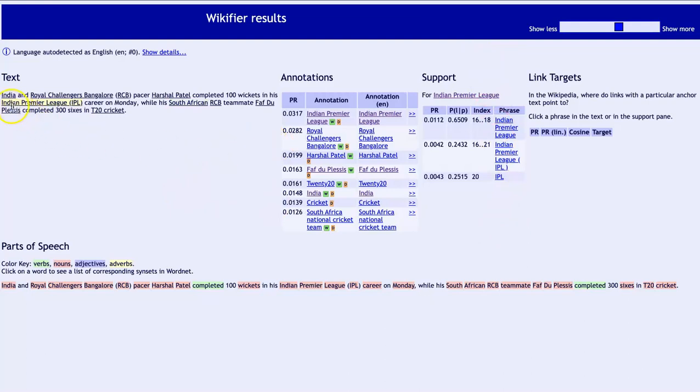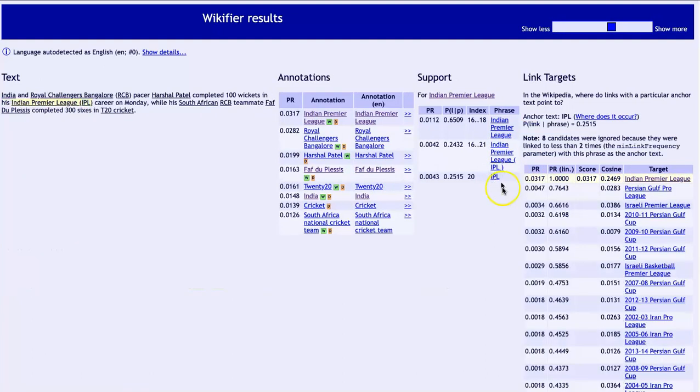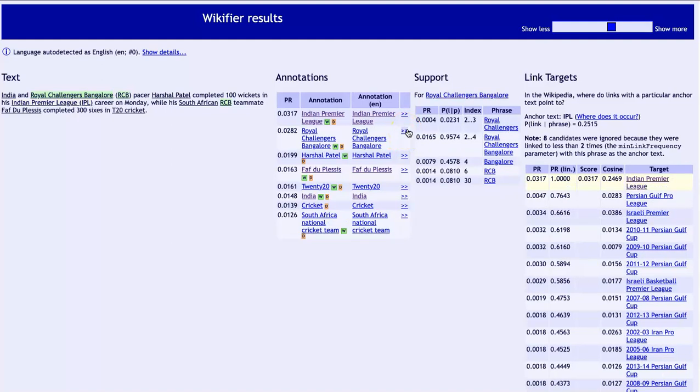For this Indian Premier League, maybe they have found different pages for different targets. Among all these different targets, they take the best Wikipedia page. Similarly, you can also find it for this one.